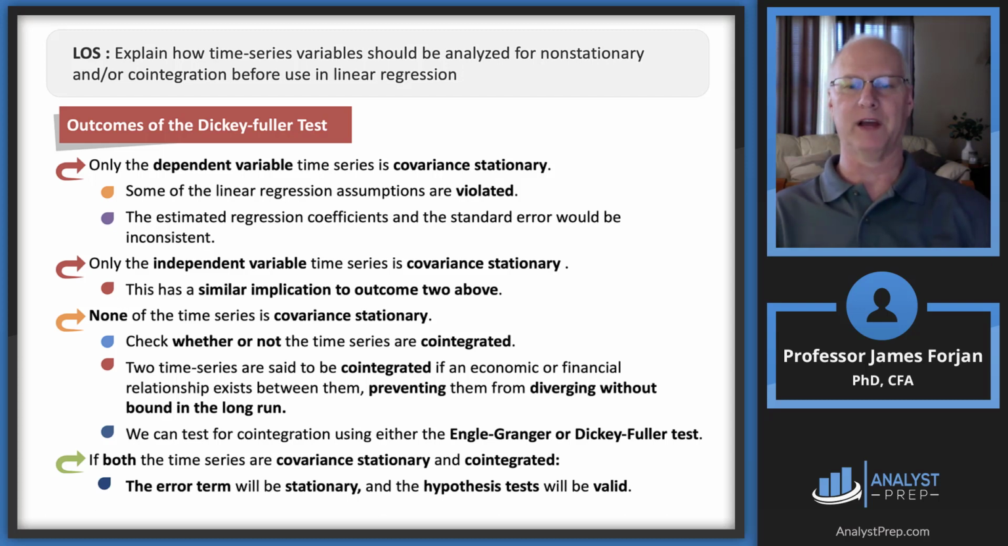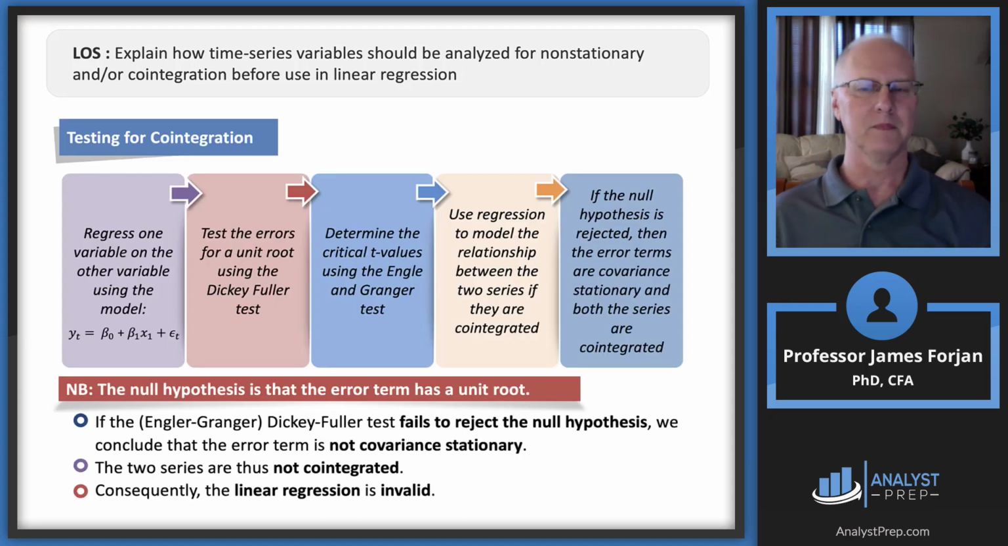If both the time series are covariance stationary and co-integrated, then this is all good news, right? Hypothesis tests will be valid. All right, so my advice is to go back over these last couple of slides and say, this is a super important LOS. I think this is going to be super testable. I know I would test it. So just work through all of these things. And then, of course, you have to test for co-integration.